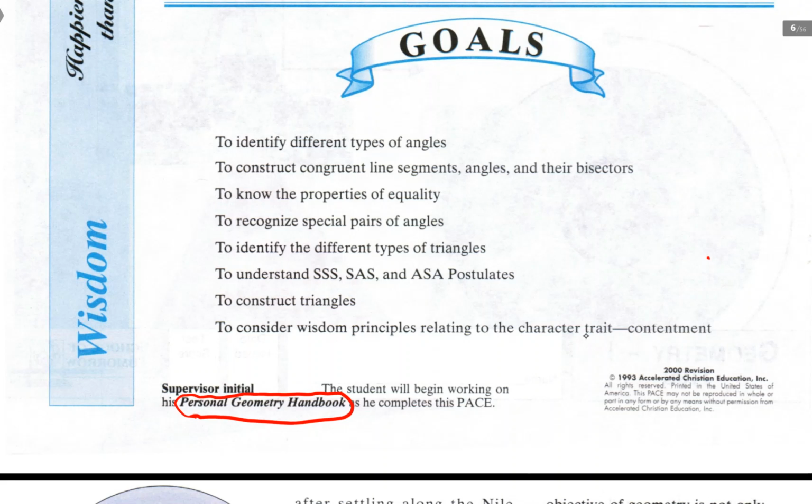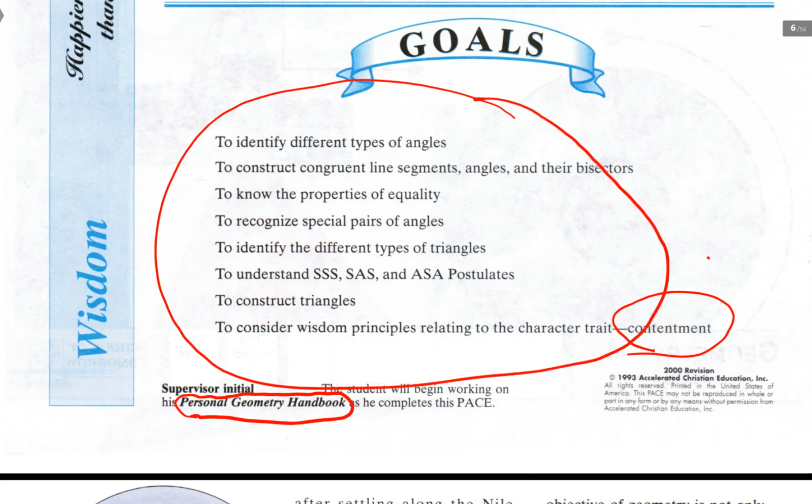You'll also be learning about what it means to be content in this course. By the end of the book, you should be able to come back to this page here and know exactly what all these things mean and are. If you learned everything that you're supposed to learn, you should be able to explain all these things to yourself or know them for yourself.